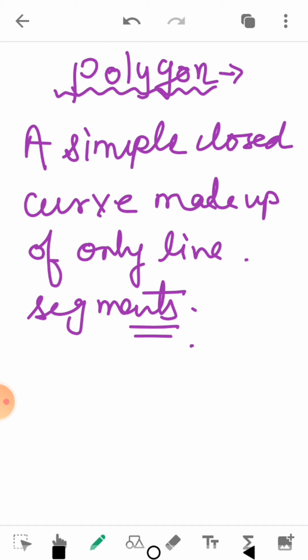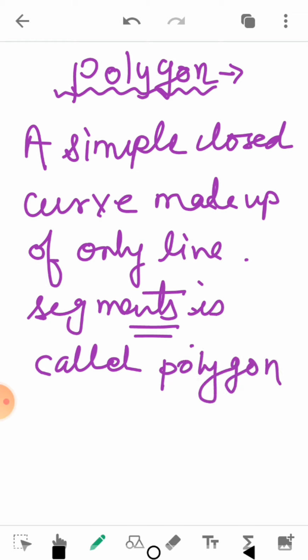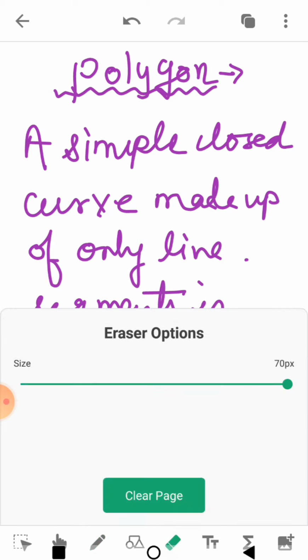That is called a polygon. That means a simple closed curve which is made by only line segments, that figure is known as the polygon. A figure which is a simple closed curve and made of only line segments is known as the polygon. Have you understood?